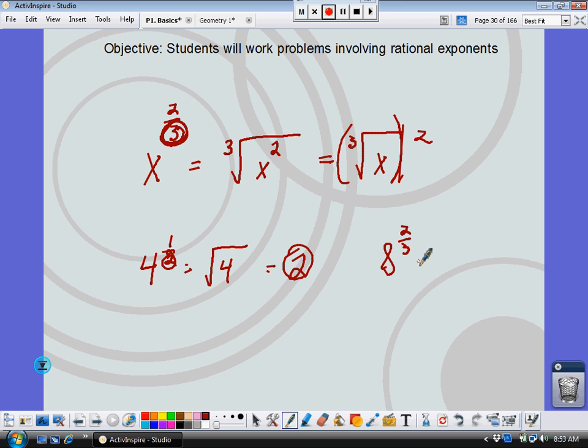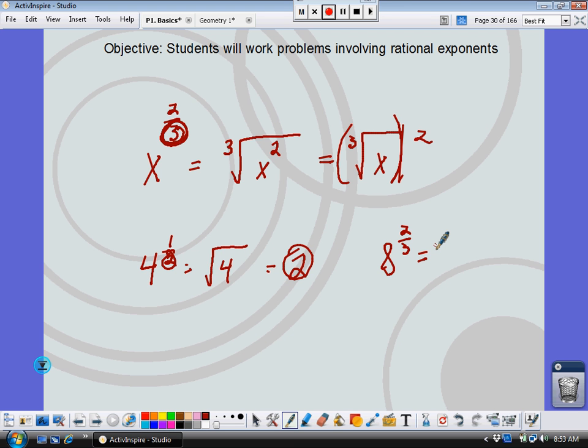While I'm on this screen, let's go ahead and knock another one out. 8 to the 2/3 power. The number on bottom, again, is the radical you're taking, or the root that you're taking. This is a third root. And get into the habit. You can do these in your head. For those of you that will be math team, these are good ciphering type problems.